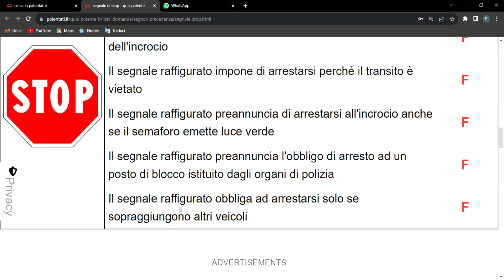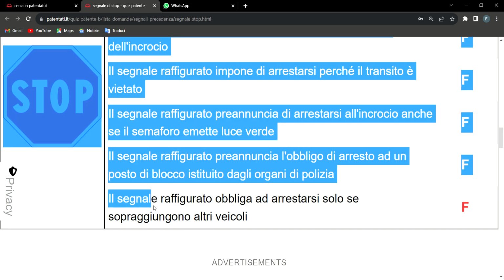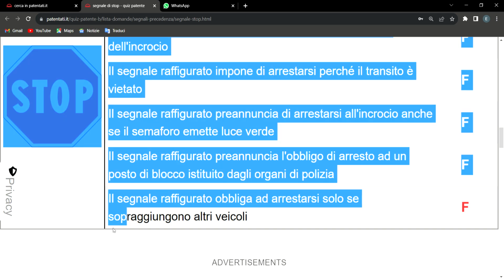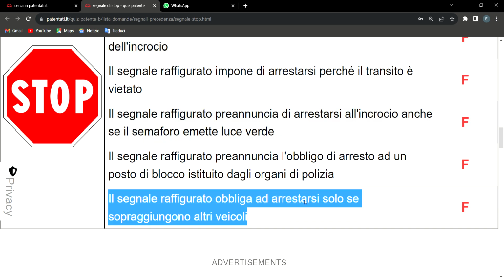And lastly, it says "il segnale raffigurato obbliga ad arrestarsi solo se sopraggiungono altri veicoli." So the reason why this last one is false is because of this word that is here, and because of this other one. It says this sign obliges you as a driver to stop only if there are other vehicles. That is not the only time you will have to stop, so it's false. Whether vehicles or no vehicles, the sign instructs you to stop. All you have to do is stop and give way to other vehicles.